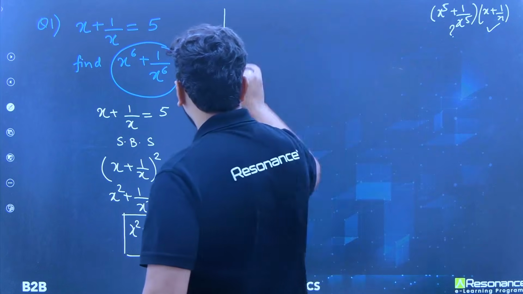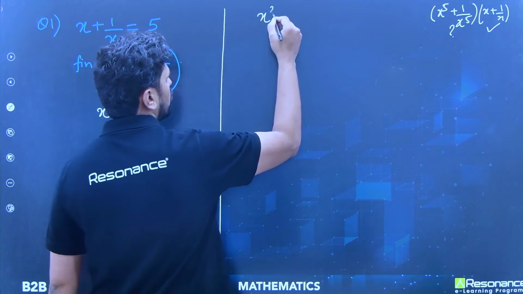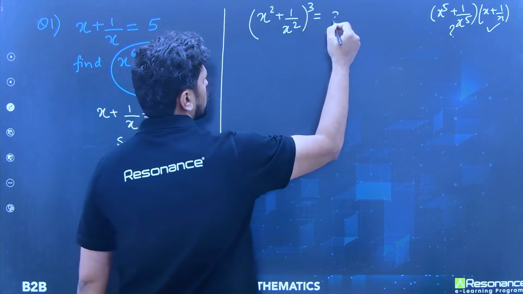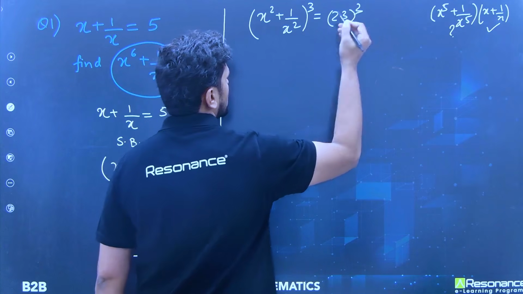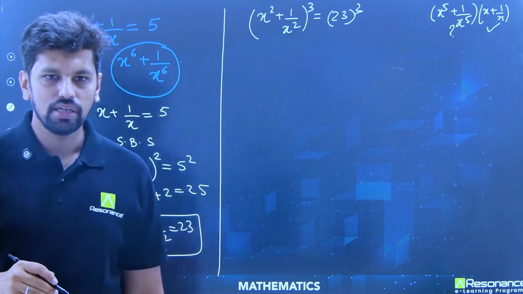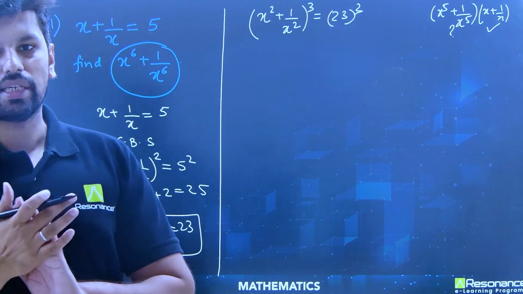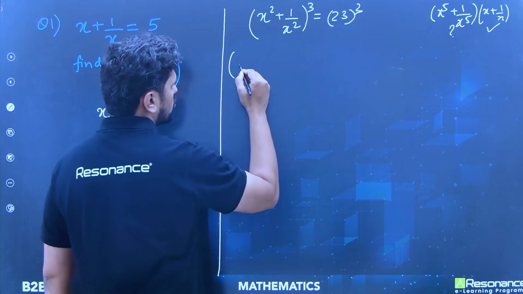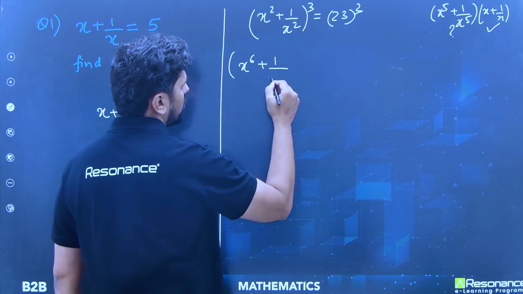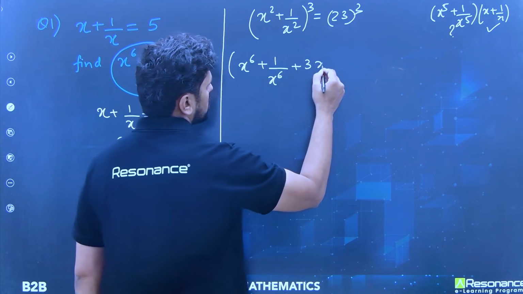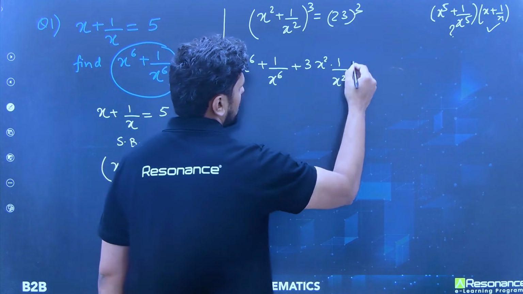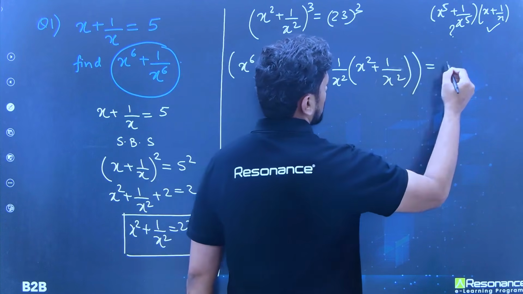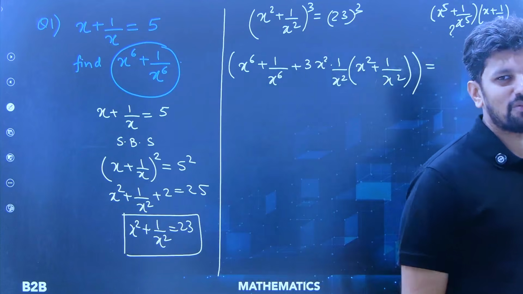Now again, what will I do? Cube both sides. Why have we done this? It is becoming a plus b whole cube. So this will become x to the power 6 plus 1 upon x to the power 6 plus 3ab into a plus b. Correct? And what is 23 cube?